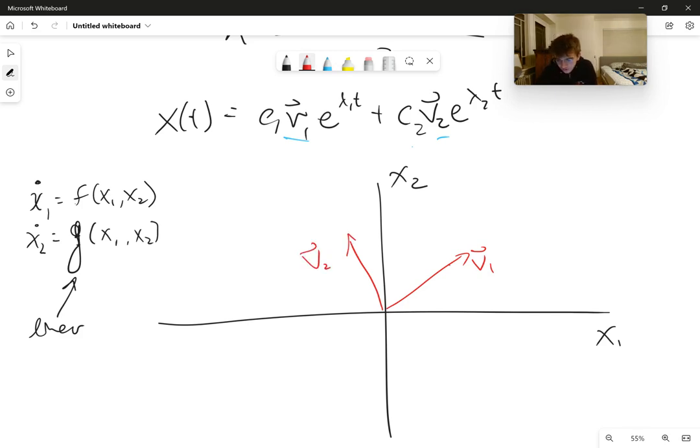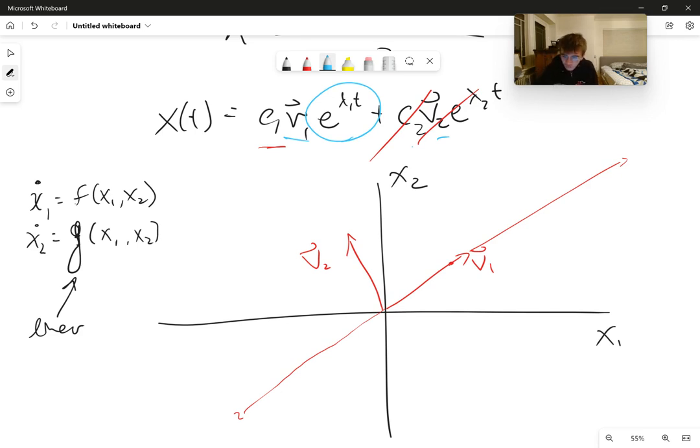If I started with initial data that was on the span of v1, then I immediately know that time is going to be 0, so these exponentials are going to go away. I'm just going to have c1 as the scalar multiplier of the eigenvector, and c2 is going to go to 0, so this term is going to be neglected entirely. So the evolution of the system along the span of the eigenvectors is entirely determined by the exponential that corresponds to that eigenvector.